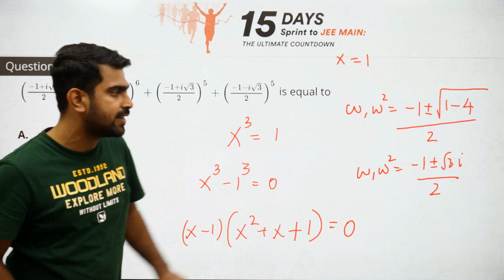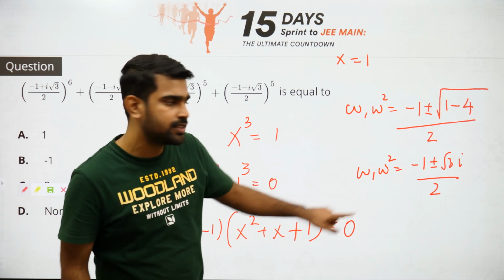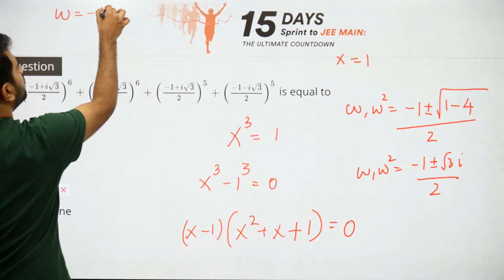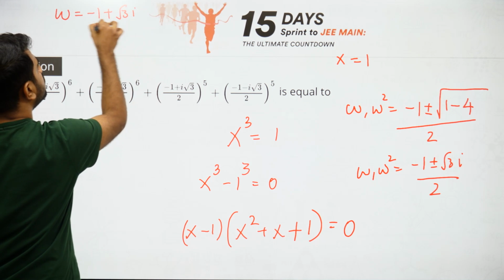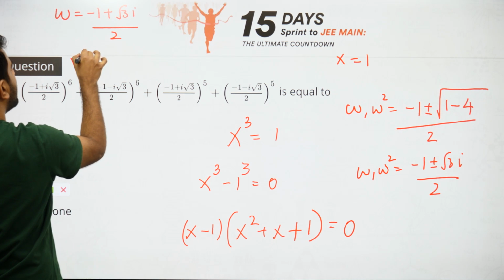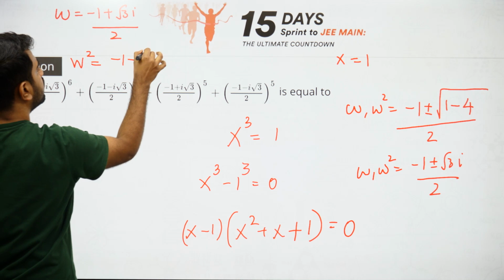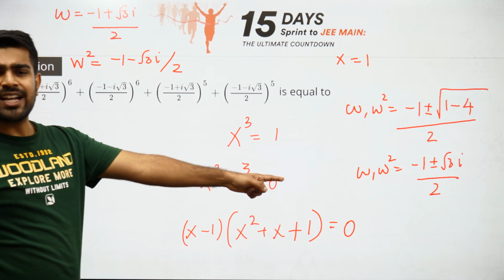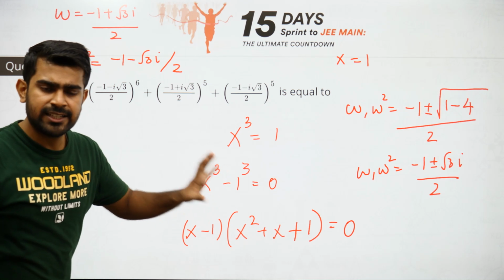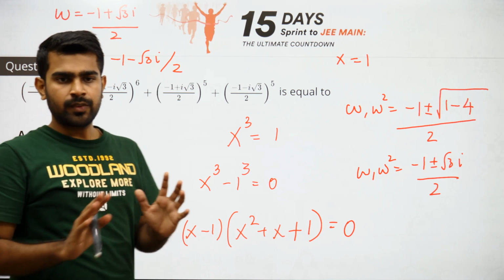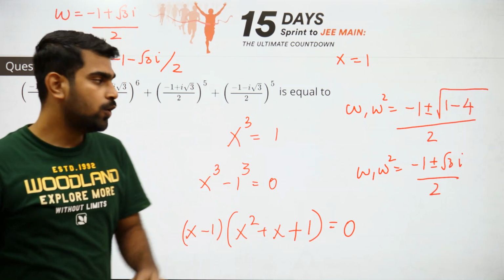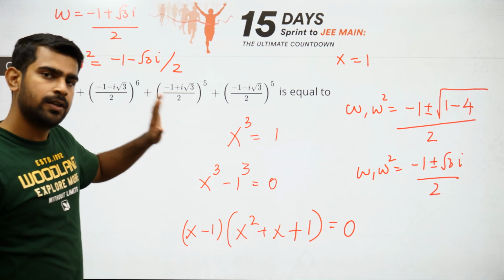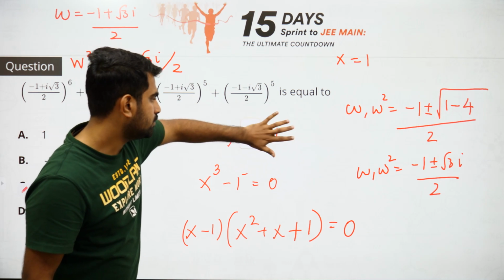What I obtained there? So let's say my omega is minus 1 plus root 3i by 2. So what will be omega square? Omega square will be minus 1 minus root 3i by 2. Okay? Because that's what I derived there. That should be totally fine. Are you guys comfortable with this? Now let us get to actual solving. Everyone comfortable with this, right? Good job guys. Brilliant.